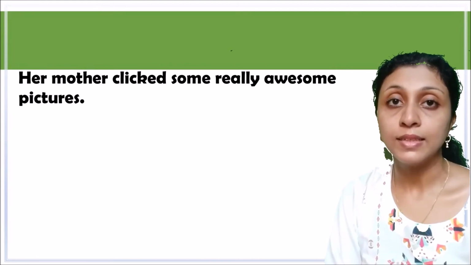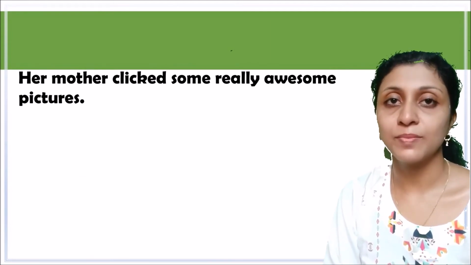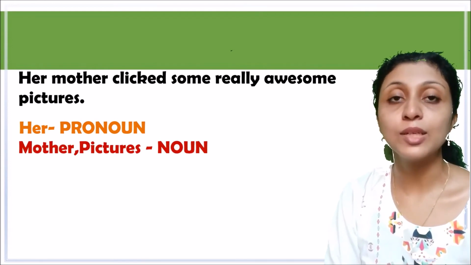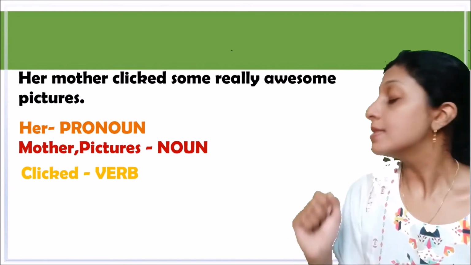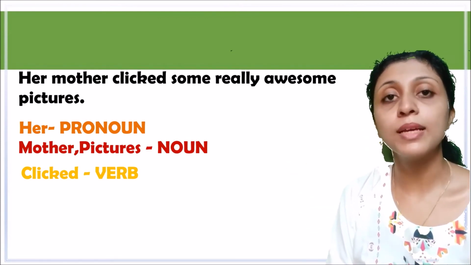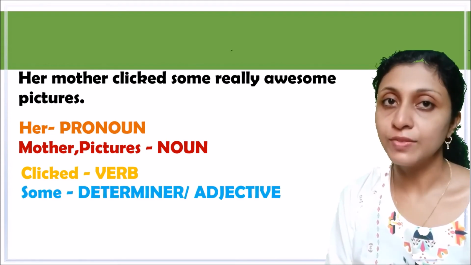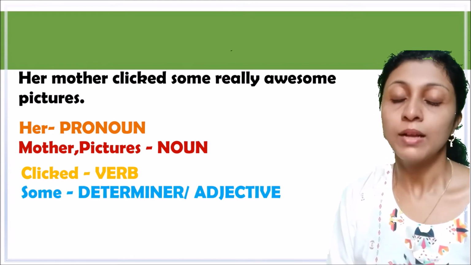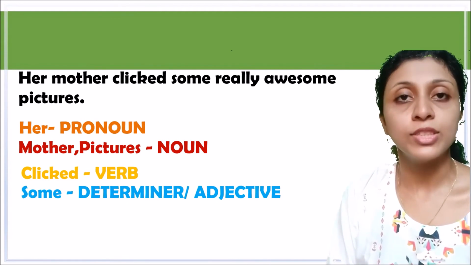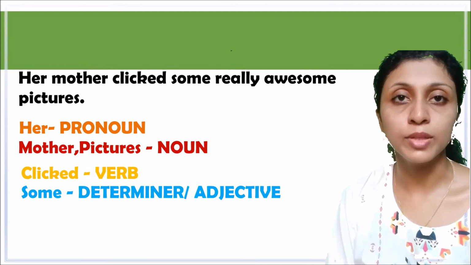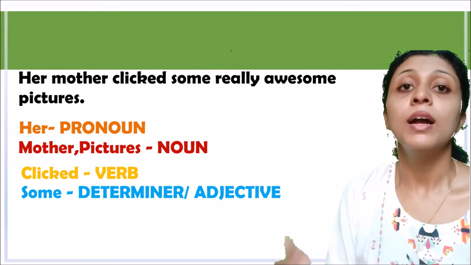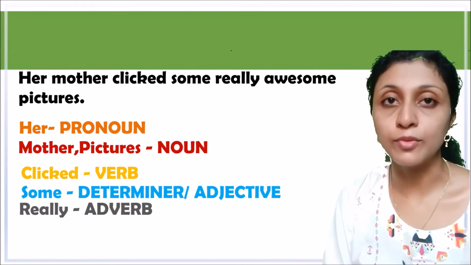Her mother clicked some really awesome pictures. So her is a pronoun, mother is a noun, clicked is the verb. Some really awesome. So here we have got the first word to be some. Some can be referred to as an adjective as well as a determiner because we are talking about the noun pictures. So in a broad sense, you can call it a determiner and also you can refer to it as an adjective.